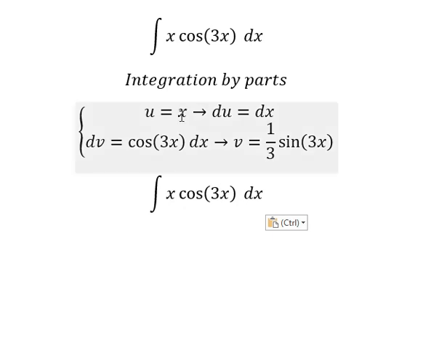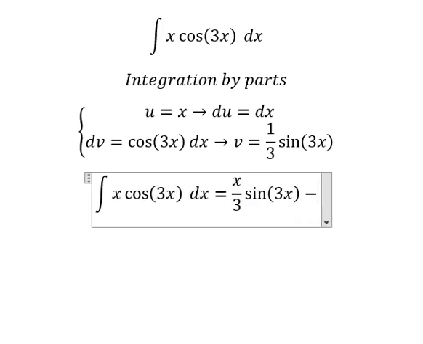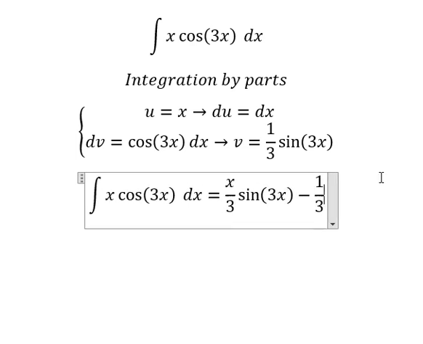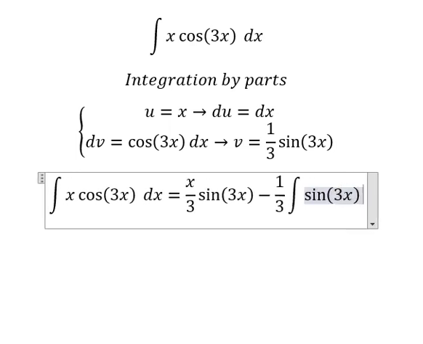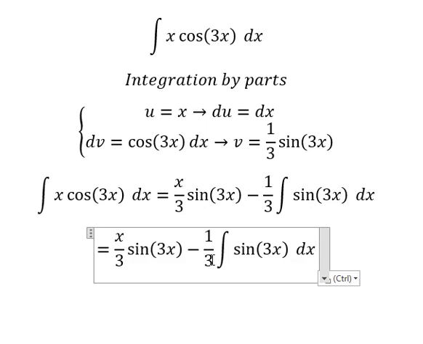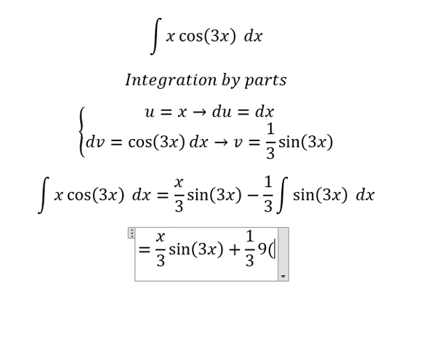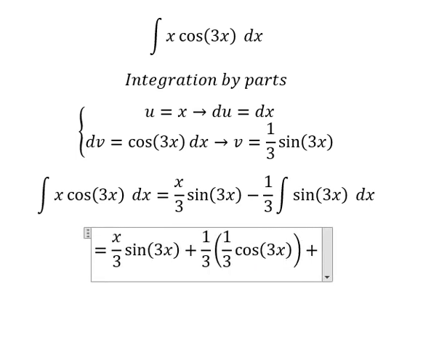Next, we have u multiplied by v. That is s over 3 sine 3s, minus du multiplied by v, and we have it like this. The integration of negative sine 3s is 1 over 3 cosine 3s, and I will put plus c.